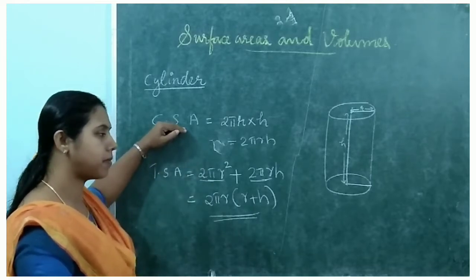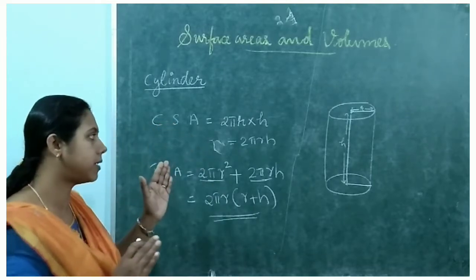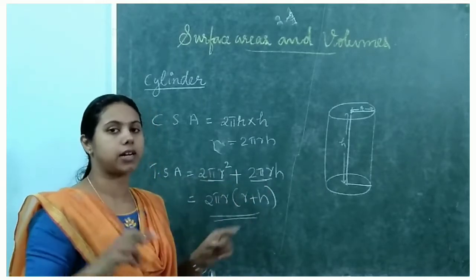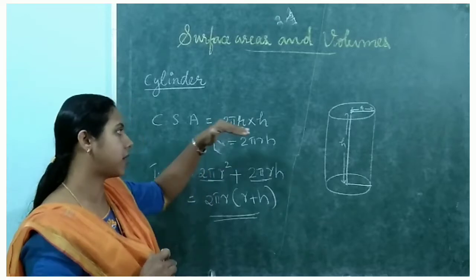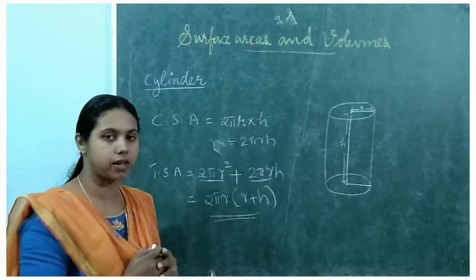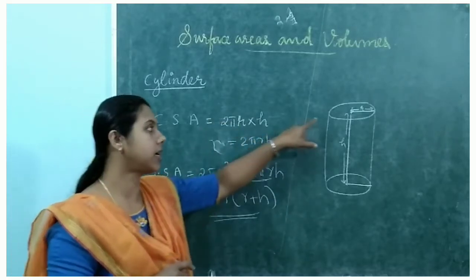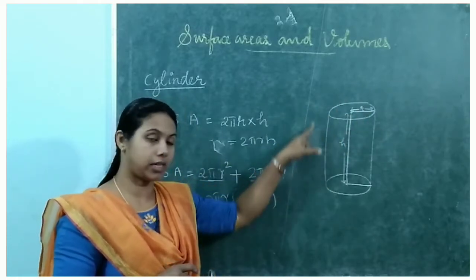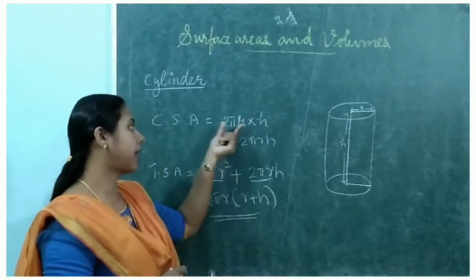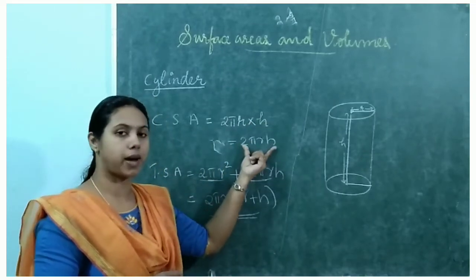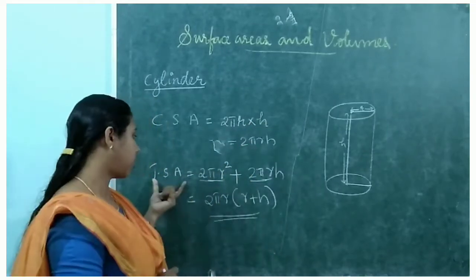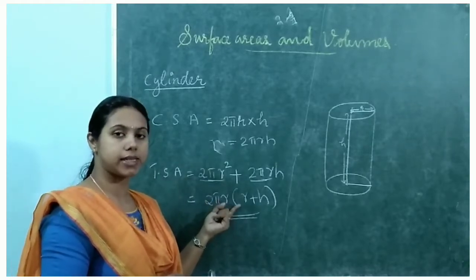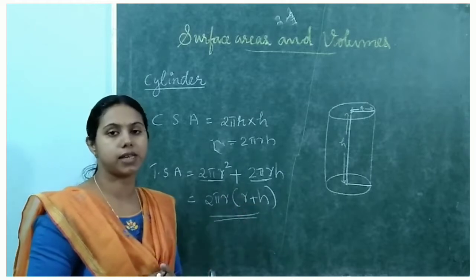Remember, for the curved surface area, when you cut the cylinder vertically you get a rectangular shape. The area of the rectangle is equal to the curved surface area of the cylinder. The length of the rectangle is equal to the circumference of the circle, and the breadth of the rectangle is equal to the height of the cylinder. So 2 pi r into h is 2 pi r h. Then the total surface area is 2 pi r into (r plus h), where r is the radius and h is the height of the cylinder.